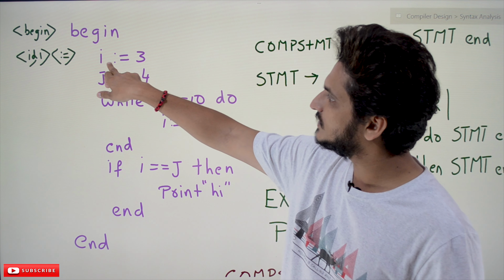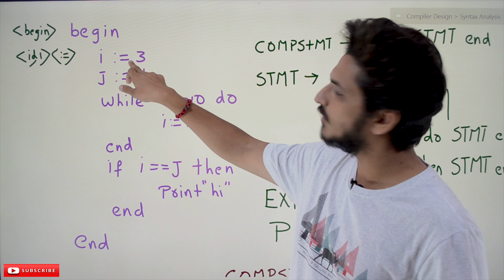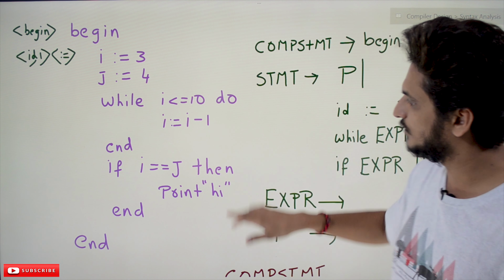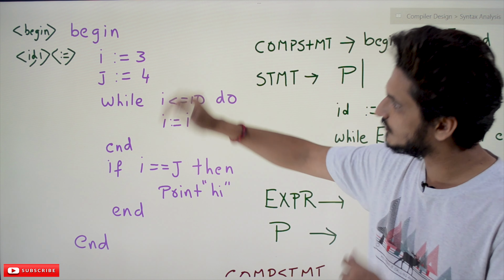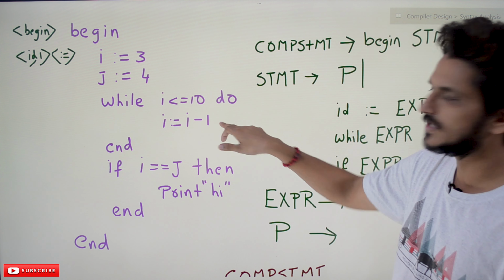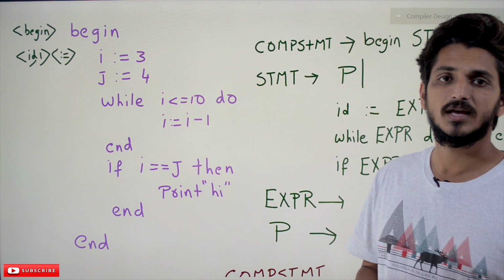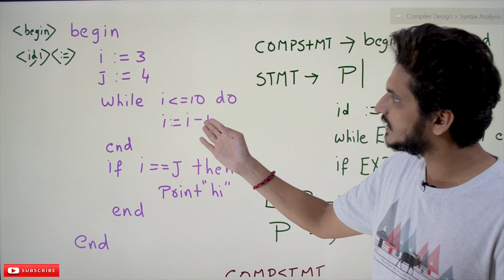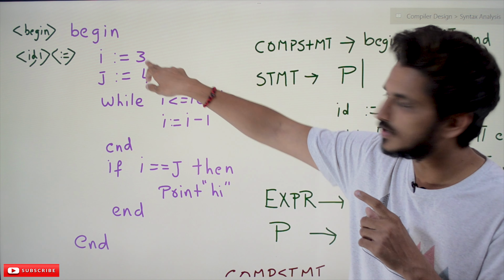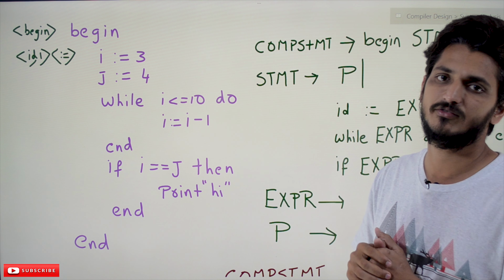See how our assignment statement is. I colon equal to is the assignment symbol. 3 is a constant, an integer value, so num has to be taken. Or I is equal to I minus 1 means it's an expression assignment statement. So our grammar has to identify expressions and constants, both of them.